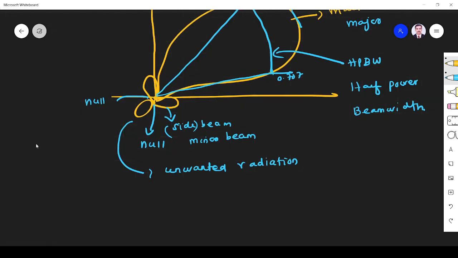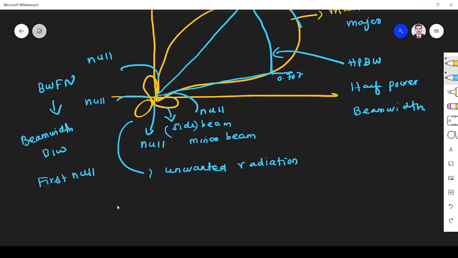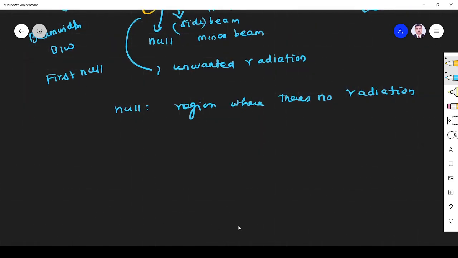right? So you see this is one null, this is other null, right? So the gap between these two is known as beamwidth between first null. Null means the region where there is no radiation. The region where there is no radiation is called null. Right? So these are all the things we have to know.